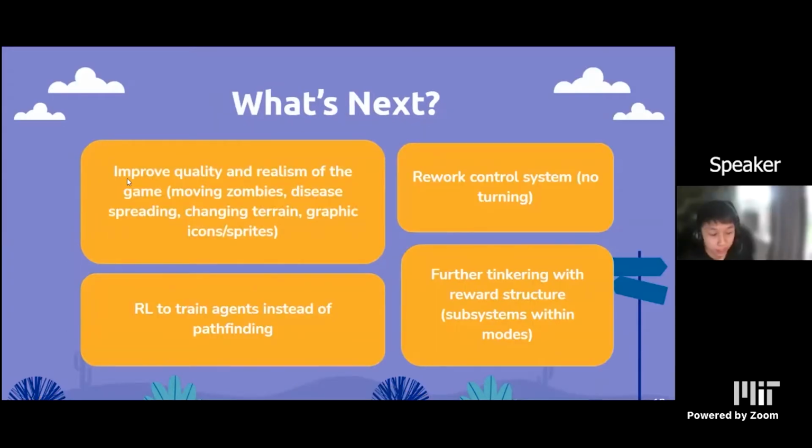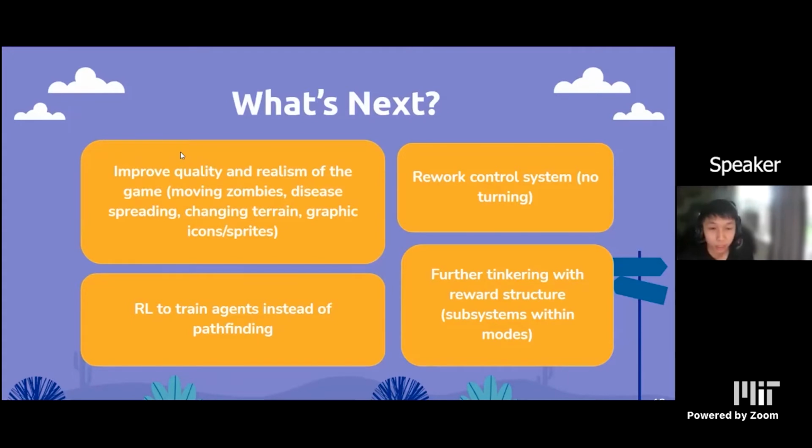Now, what's next? Here are some ideas for how we can improve the game, or what we should do after we have developed the game. First, we have improving the quality and realism of the game, which includes having moving zombies, disease spreading, changing terrain, and graphic icons or sound that will make the game a lot more realistic.